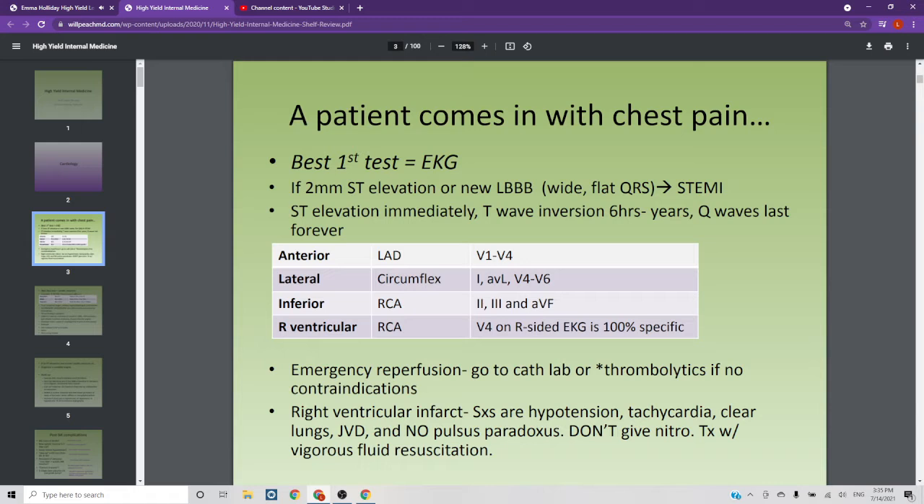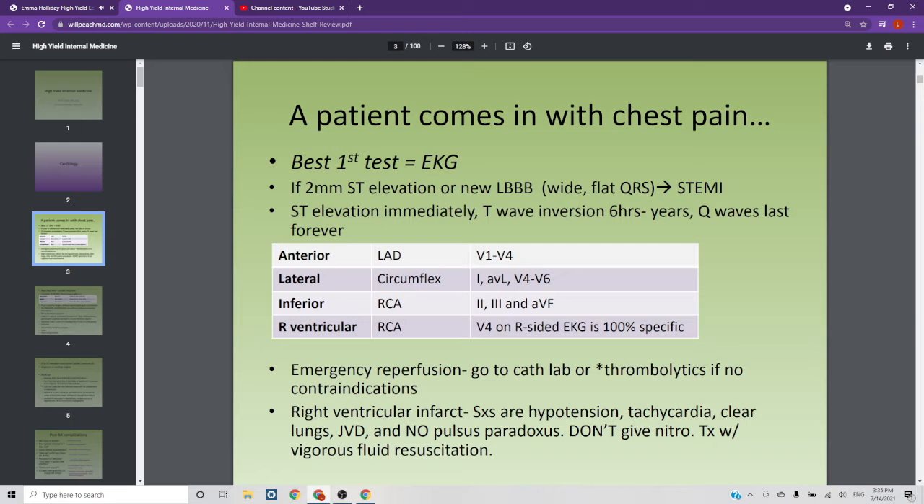Is that the only criteria to diagnose a STEMI? What else is a scary EKG change if it's new? A new left bundle branch block is also scary. So our criteria for a positive EKG are 2 millimeters of ST elevation, or a new left bundle branch block. And if you don't remember what that looks like from your EKG course, that's kind of a wide, flattened QRS. Either of those fulfill criteria for a STEMI.